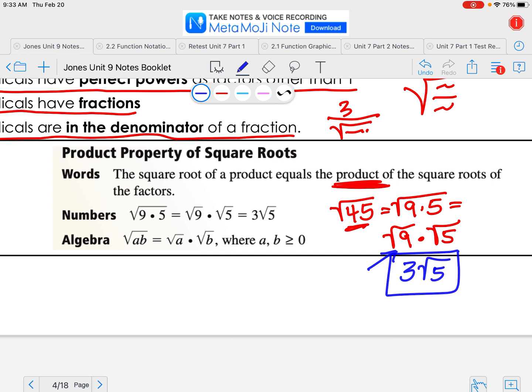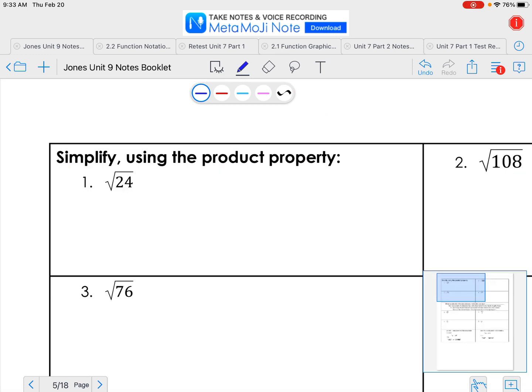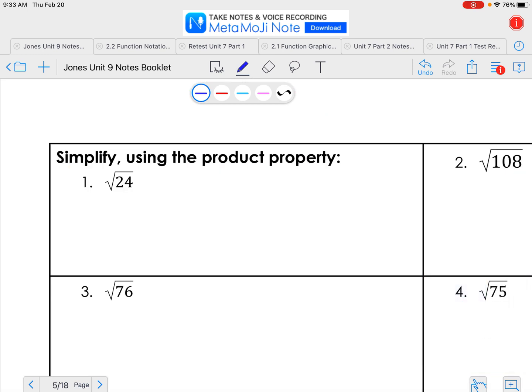So with numbers, I do that. With letters, square root of AB equals square root of A times square root of B. You can always split it up. So let's simplify things using that property.